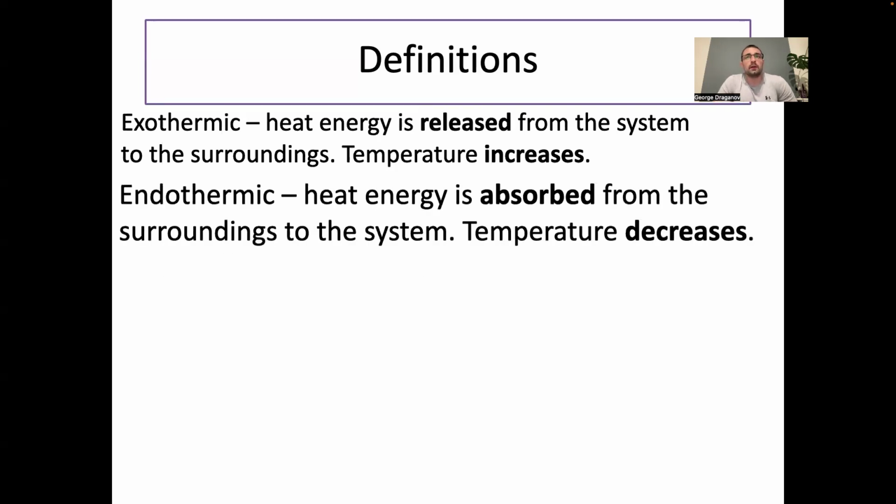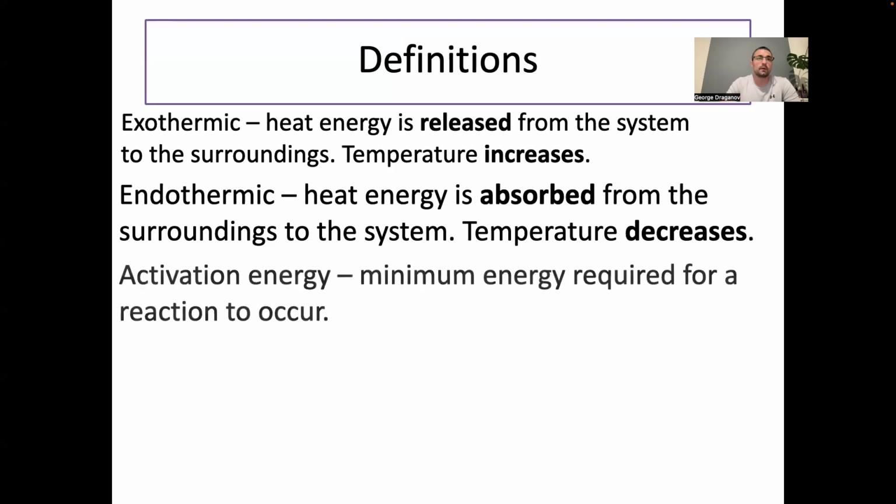Endothermic is the opposite. It means that heat energy is absorbed from the surroundings to the system. As a result, temperature decreases. Again, you may be confused. If energy is absorbed, why don't we get hot? Well, because we're not measuring the system, we're measuring what's happening around it. So I want you to think of endothermic as an ice pack. It makes your skin cold. Nobody cares about the actual ice in the ice pack. We care about the effect on the skin, the surroundings. So exothermic means heat released and hot. Endothermic means heat absorbed and cold.